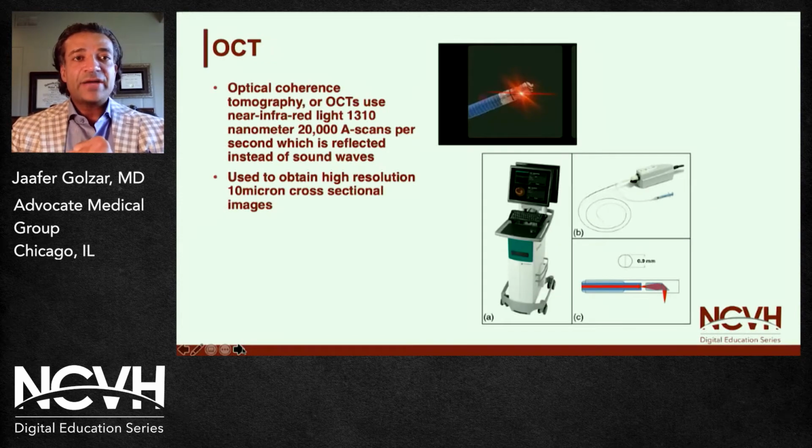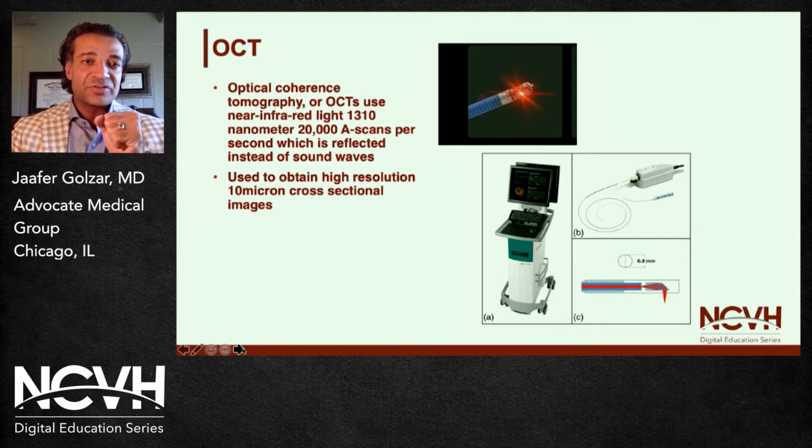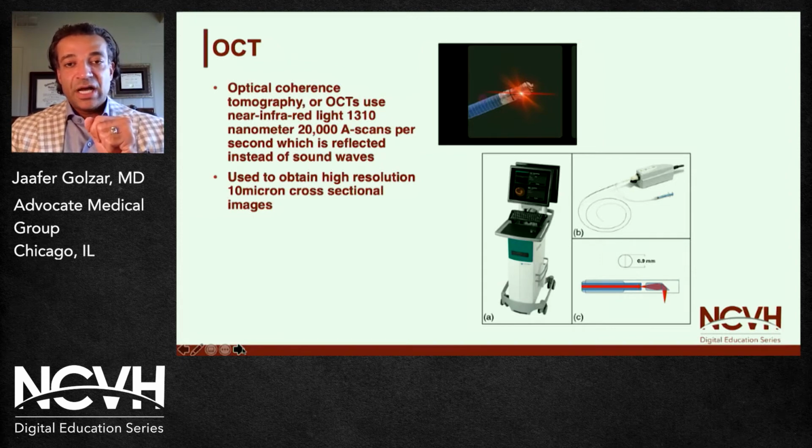Now, on the other hand, OCT, or optical coherence tomography, uses the same type of concept, but instead of sound waves, uses near infrared light and scans the artery in a similar way. And based on the different densities, the image is reflected back and then shown to us on the screen. However, it does give us a higher resolution of up to 10 microns compared to ultrasound, which gives us a resolution of about 100 microns.